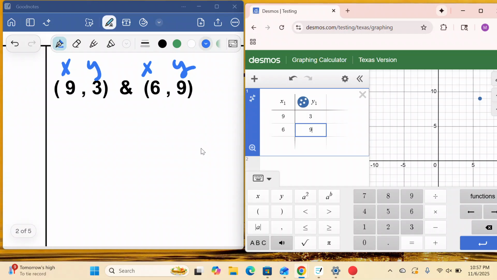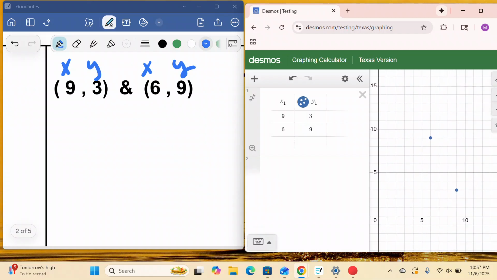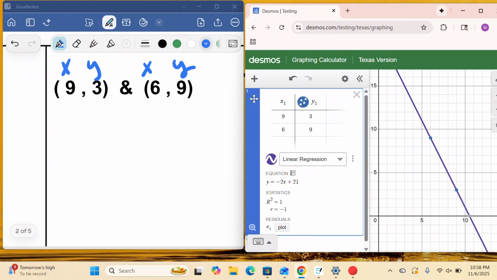So I have my two ordered pairs automatically without us doing anything. Desmos has already graphed it for us. We have our ordered pairs of 9, comma 3 and 6, comma 9 in table format. Now click the little leaf and Desmos does it for us. Automatically it gives us y equals negative 2x plus 21, in y equals mx plus b form. So just by looking at this linear regression, I get my equation right here.